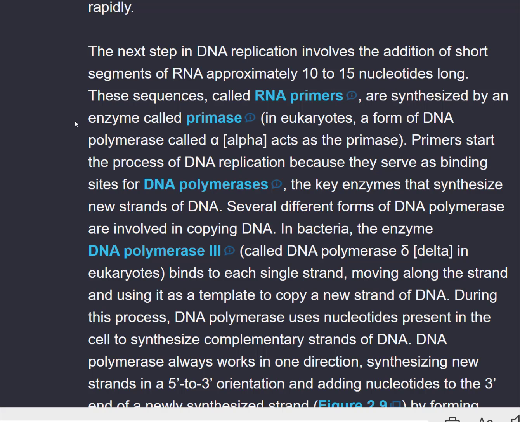Primase. Primase is an enzyme that adds small RNA segments to a single strand of DNA as an early and necessary step for DNA replication.